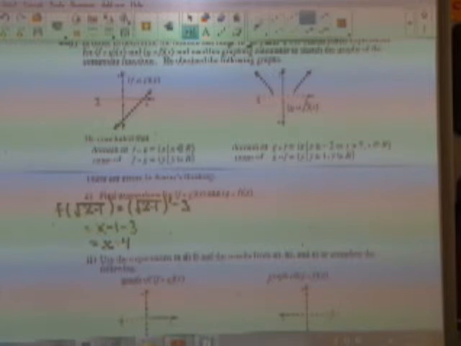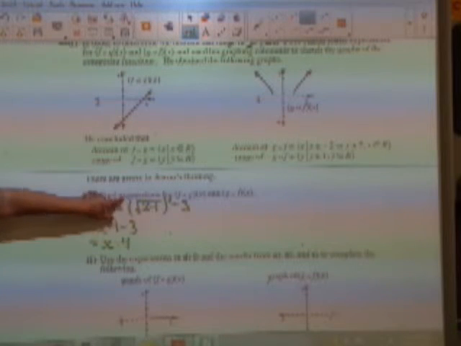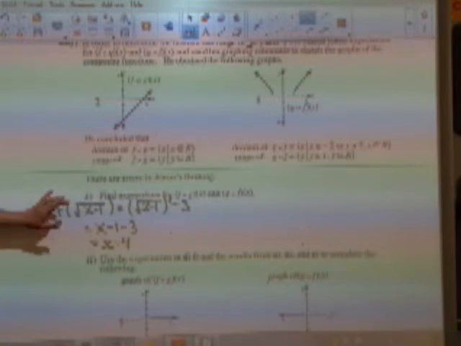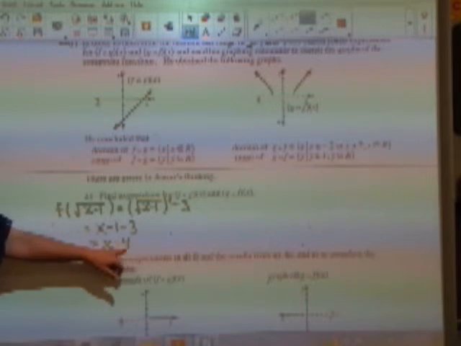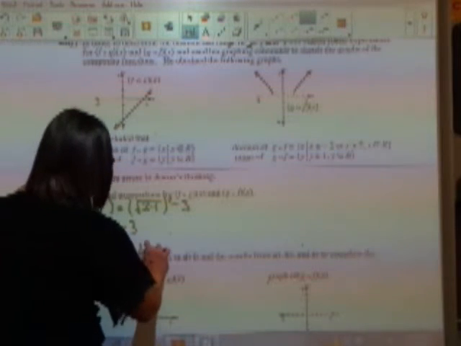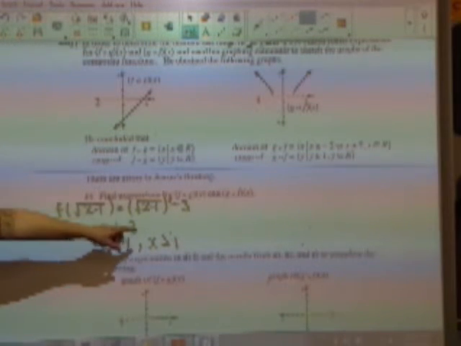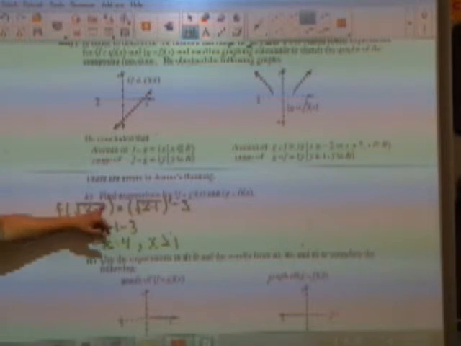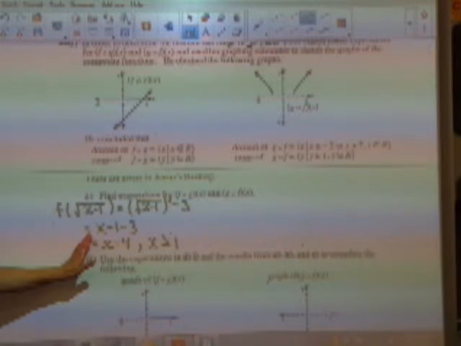But what do I have right here? I have this square root. And in this square root, I have a restriction. x has to be greater than or equal to 1. So my expression is x minus 4, but my x values have to be greater than or equal to 1, because if they're not, when I go back to the start of the question, I would get a restricted value. Okay? Does that make sense for this one?